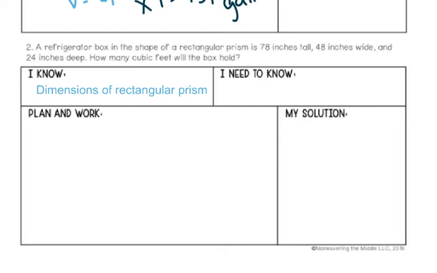Now we need to figure out what we need to know. This comes from the question, how many cubic feet will the box hold? It seems like, again, we're going to need to have a conversion here since our measurements are given to us in inches, but the final question wants to know about cubic feet. So I know that there are 12 inches in 1 foot.